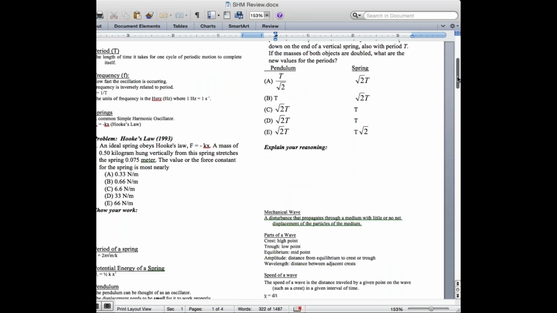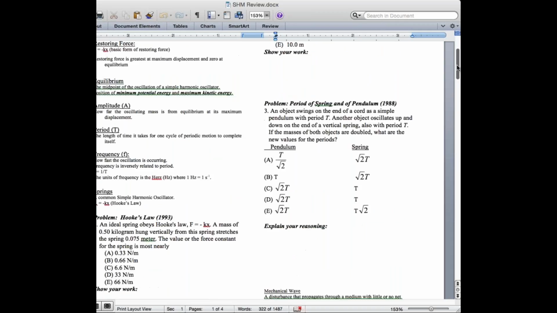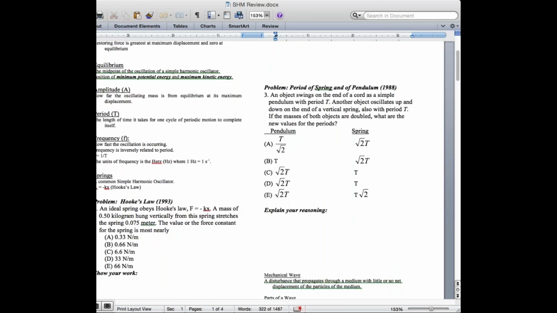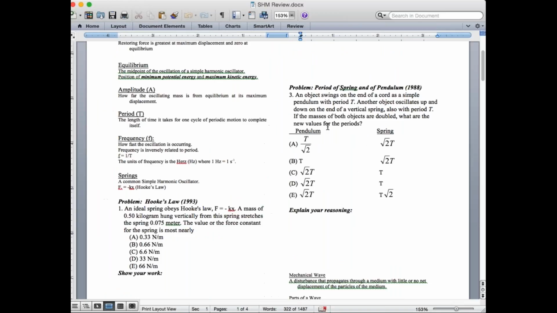An object swings on the end of a cord as a simple pendulum with period T. Another object oscillates up and down at the end of a vertical spring, also with period T. If the masses of both objects are doubled, what is the new value of the period? So we've got a pendulum and we've got a spring. They're wiggling. What happens to the period if we double both those masses? Now, first thing you should think to yourself is it's set up to look kind of like a trick question, because it kind of is a little bit. We should realize that with the pendulum, mass doesn't matter. So that is all garbage. The only answer that will make sense now is B, because the period is not affected.